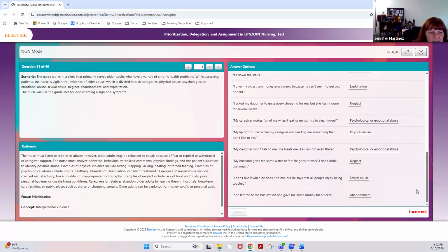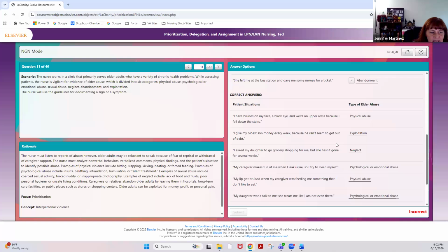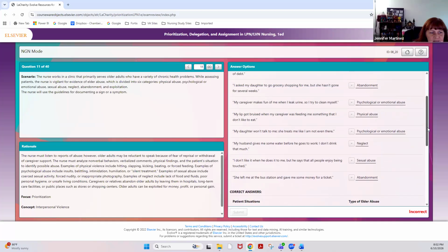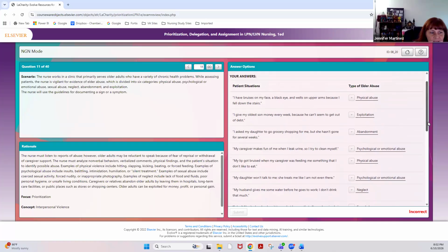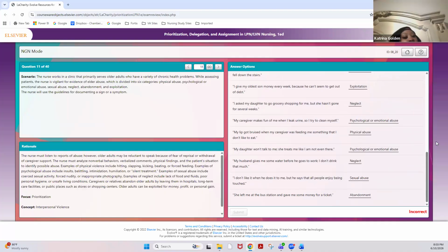All right, what did I mess up? Because that was probably me. So bruises was physical. Exploitation was giving the son money. Neglect, that's the one we missed right there. So I did abandonment, and there was neglect instead of emotional abuse: physical, psychological, neglect, sexual, abandonment.